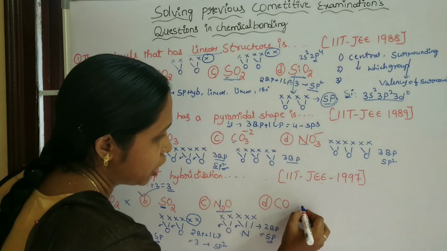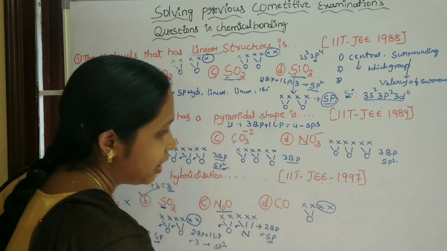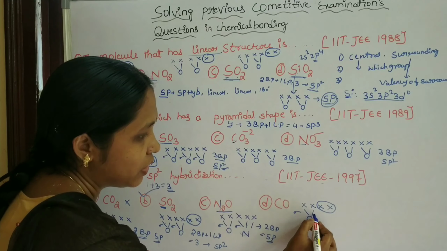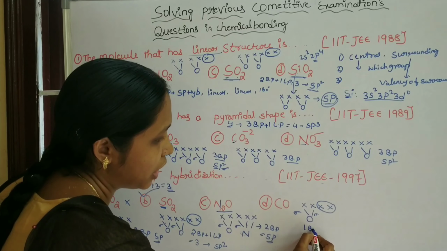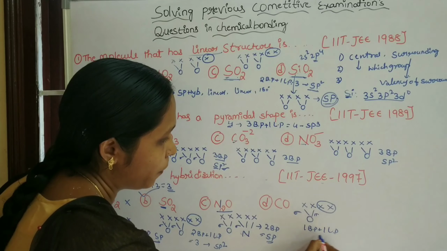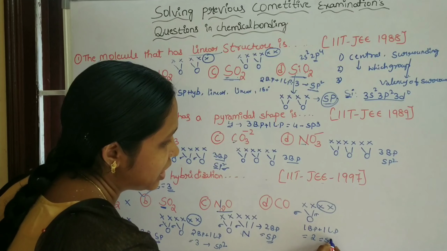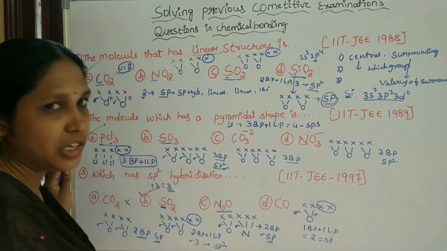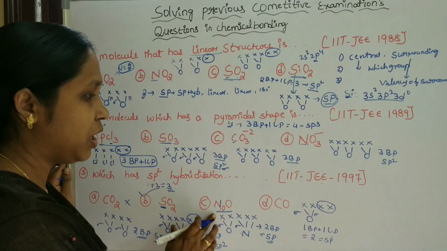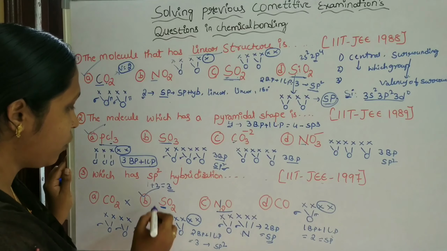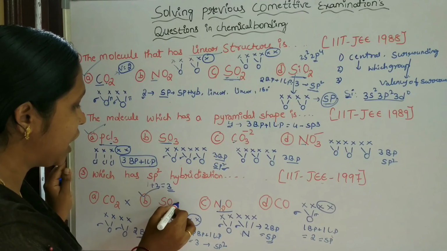And see the CO molecule. Carbon belongs to the 4th A group, meaning 4 valence electrons. Oxygen combines with 2 electrons, and the remaining 2 electrons act as a lone pair. Here 1 sigma and 1 pi. The sigma is considered a bonding pair, so the CO molecule has 1 bonded pair and 1 lone pair. Total pairs are 2, so it is sp hybridized. CO2 is sp, N2O is sp, and CO is sp hybridized. Only one molecule, SO2, is sp2 hybridized.